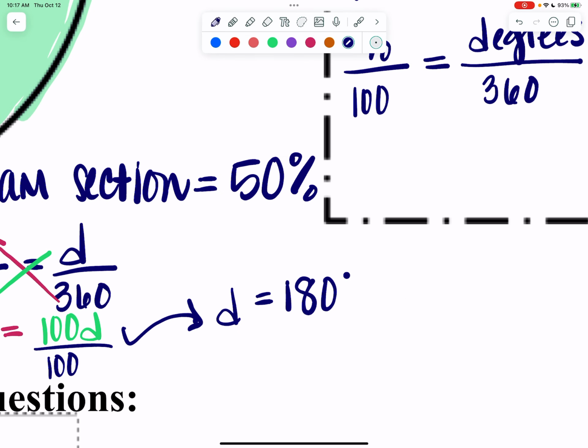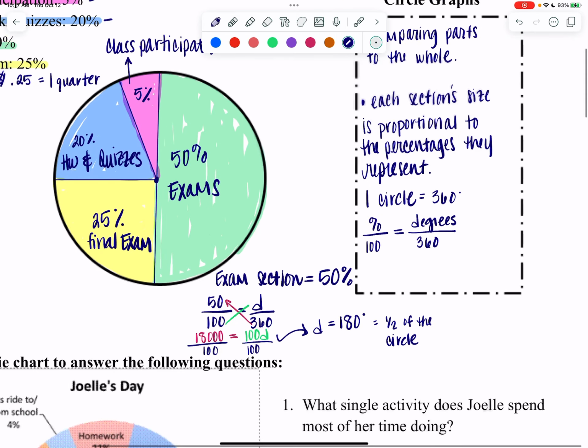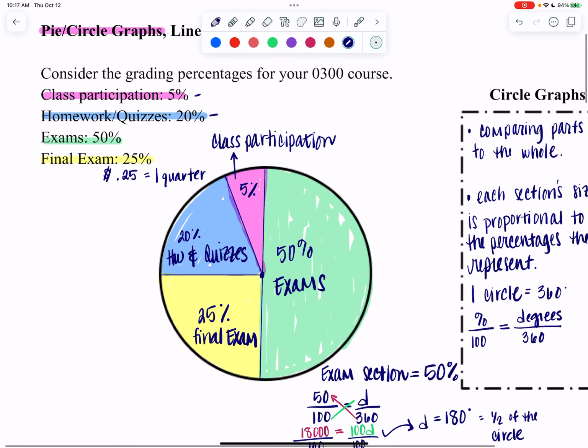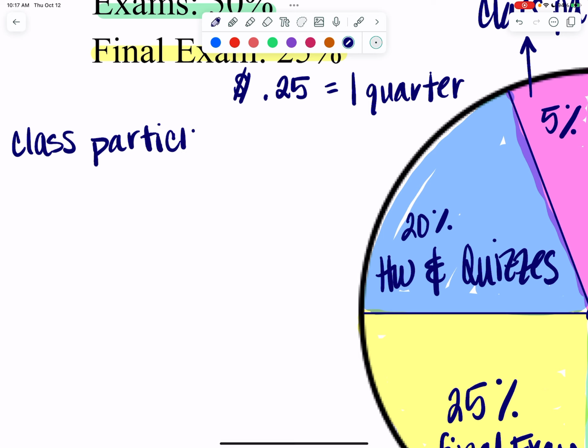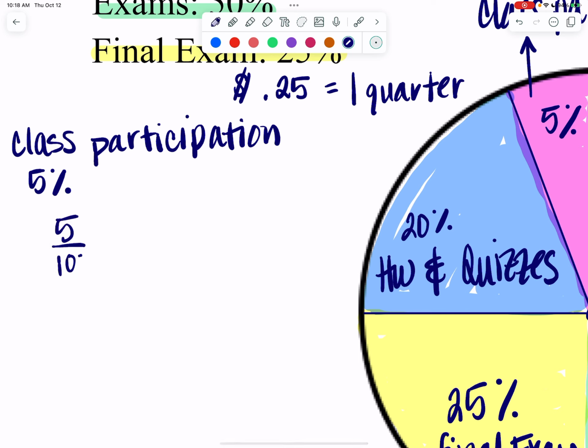Well, it just so happens that 180 degrees is half a circle, or 50% of the circle. So that's how I knew to take up half the circle. If we wanted to take a look at that 5%, see how many degrees are in that 5%. So if we do class participation, we know it's 5%. Our formula said we should do 5 over 100 is the number of degrees over 360.